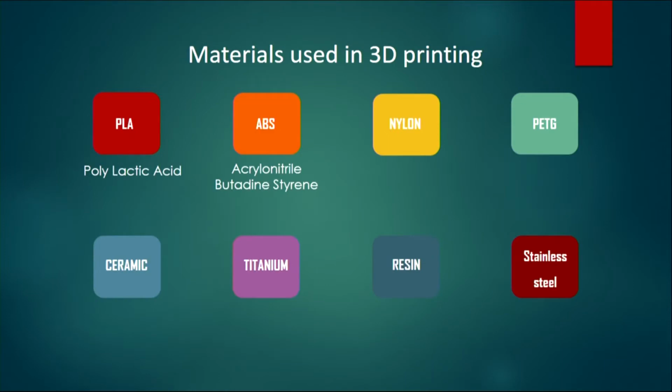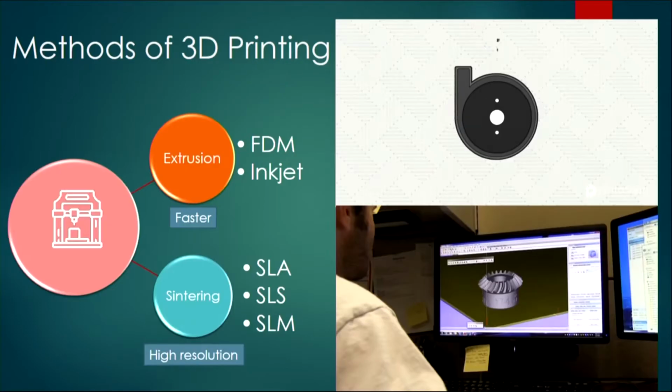There are different materials used in 3D printing. PLA and ABS are the most commonly used materials. PLA is biocompatible but brittle. ABS is ductile. You can also print using titanium and stainless steel materials.